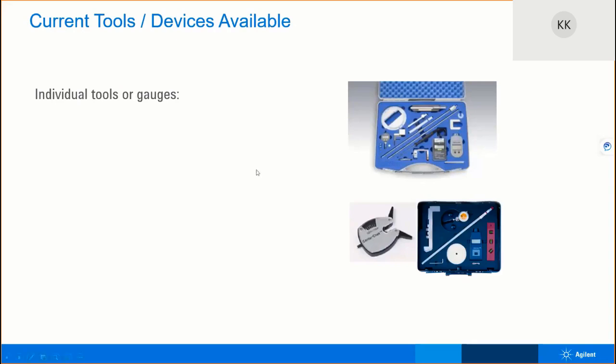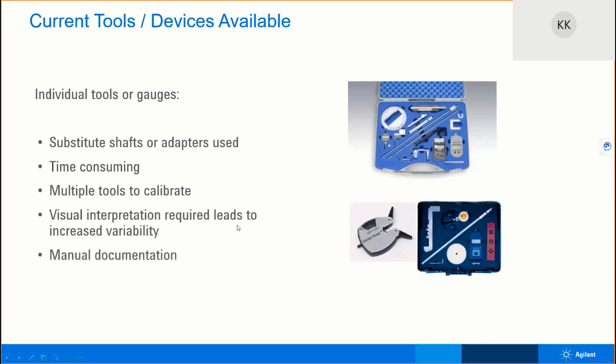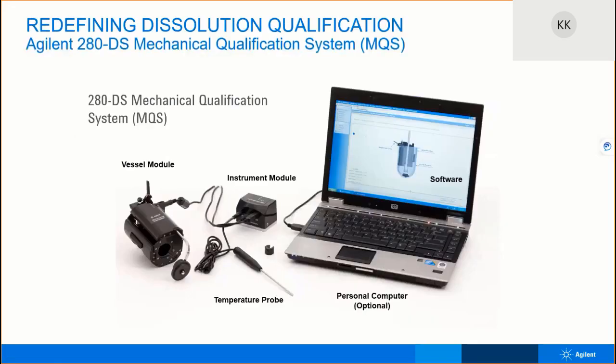So you have individual tools or gauges. You have substitute shafts or adapters that can be used. It's quite time consuming still. You have multiple tools to calibrate. And there's a visual interpretation required, and that leads to variability, and you have to do some form of manual documentation of all this. So what we offer here from Agilent is called the 280DS mechanical qualification system.